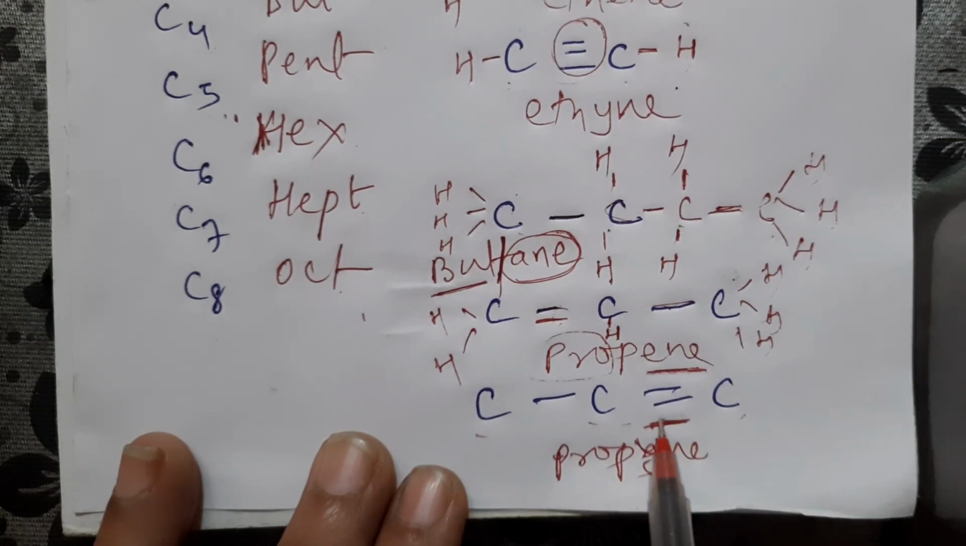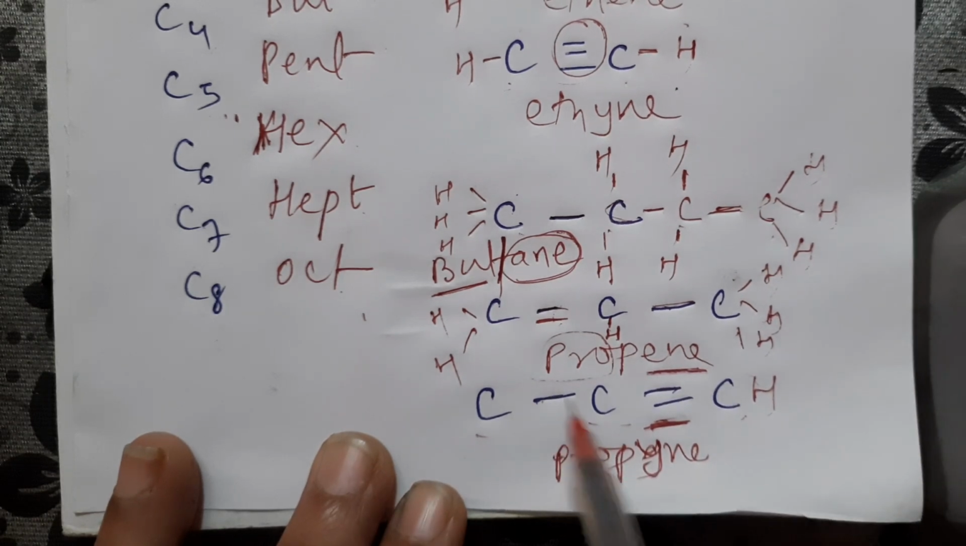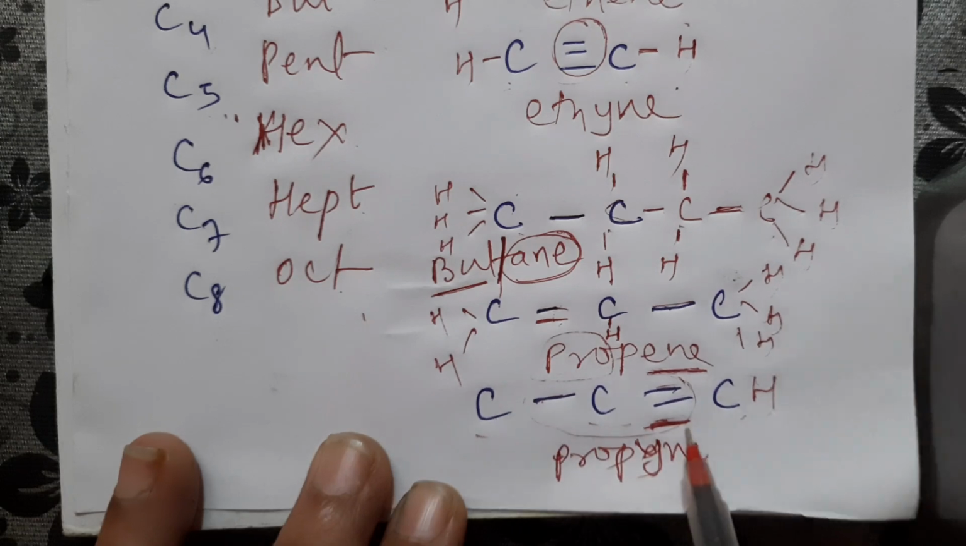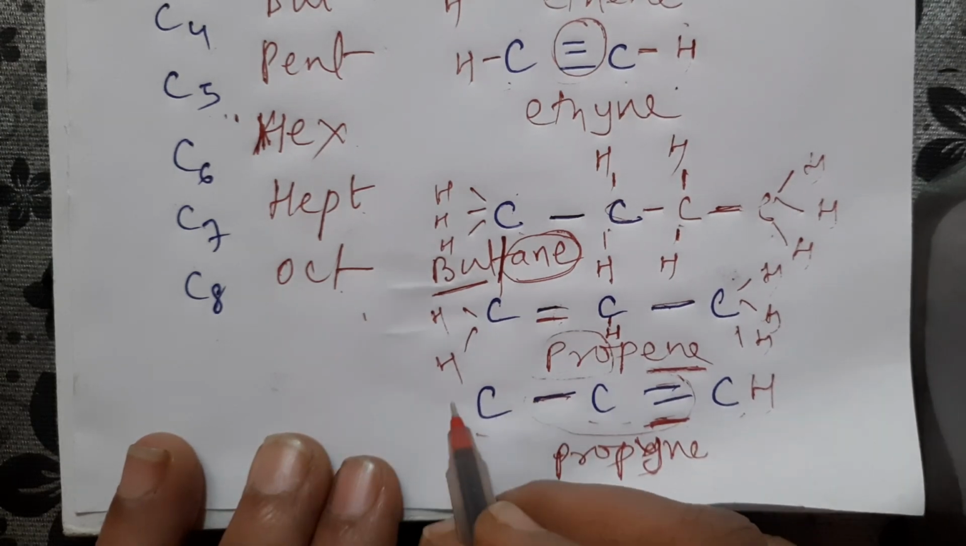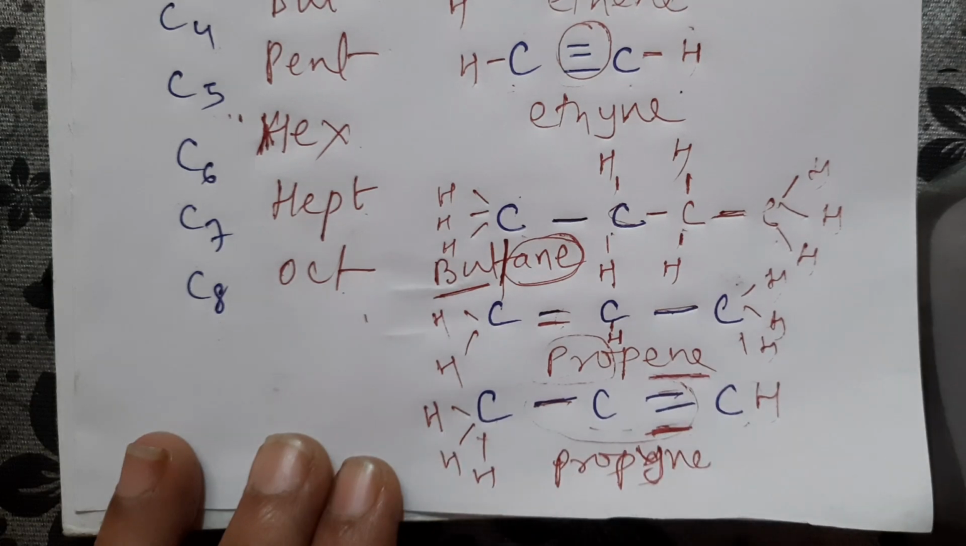Now count out the valency. 1, 2, 3. Only 1 is needed. 4. So 1, 2, 3, 4. 4 got completed. So no need of any hydrogen here. Here only 1 is there. So 3 hydrogens are needed. So thus the structure of propyne is completed.